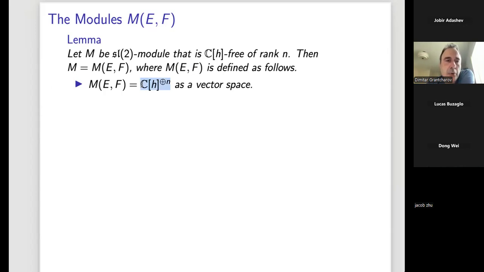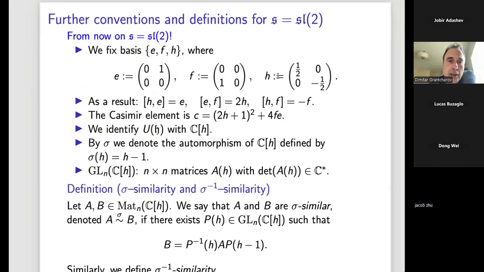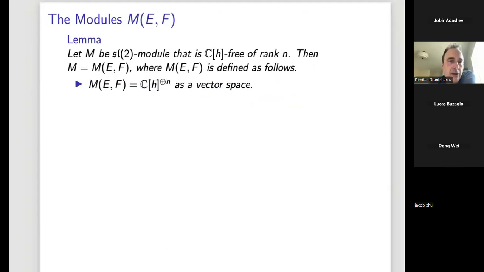So that's very important. In all considerations, we require the underlying space of the representation of M to be a direct sum of n copies of the ring C[H], or the space C[H]. And small h acts as a multiplication. So in a way, we want to see what happens with the action of E and F, right? And when I say E, F, H, I always will refer to this E, F, H.